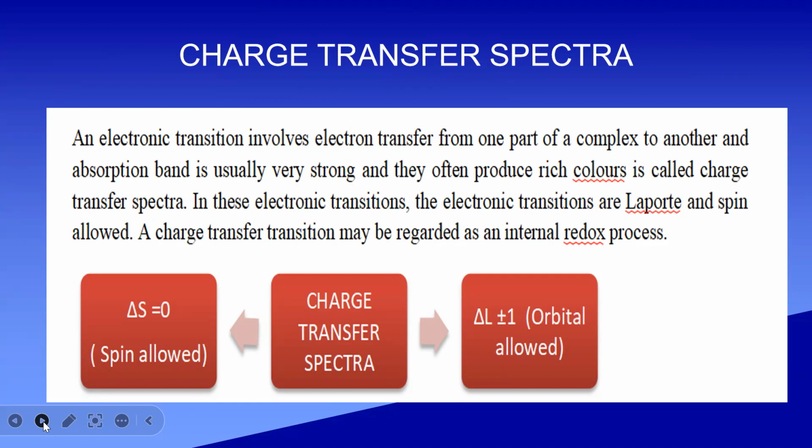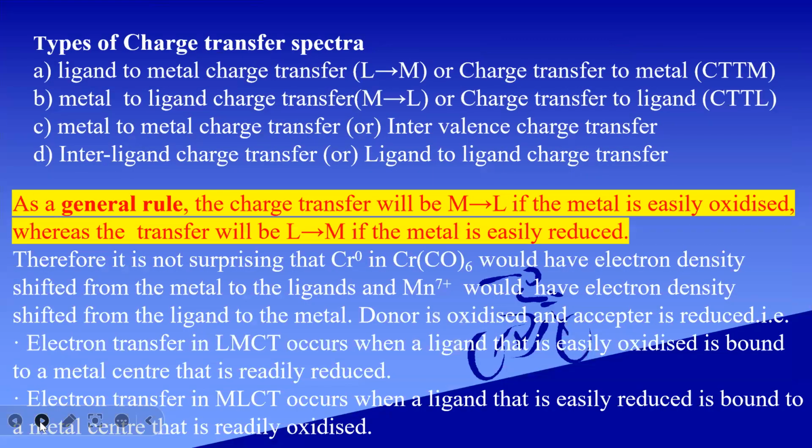An electronic transition involves electron transfer from one part of the complex to another. An absorption band is usually very strong, and they often produce rich colors; this is called charge transfer spectra. In these electronic transitions, the transitions are Laporte and spin allowed. A charge transfer transition may be regarded as an internal redox process. In this case, spin allowed as well as Laporte allowed. There are 4 types of charge transfer spectra.